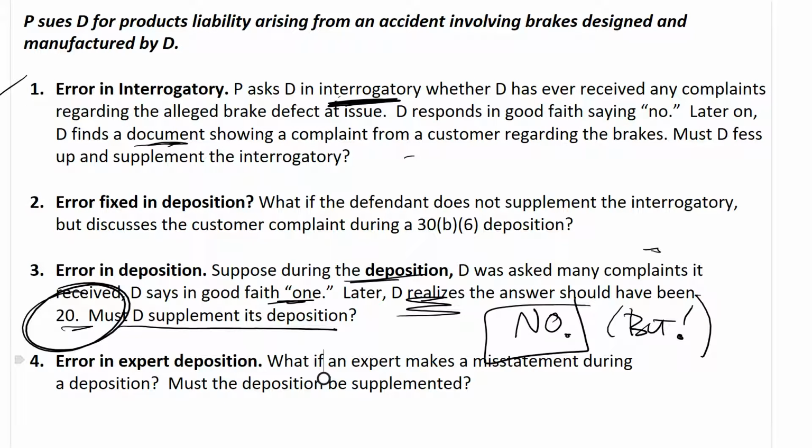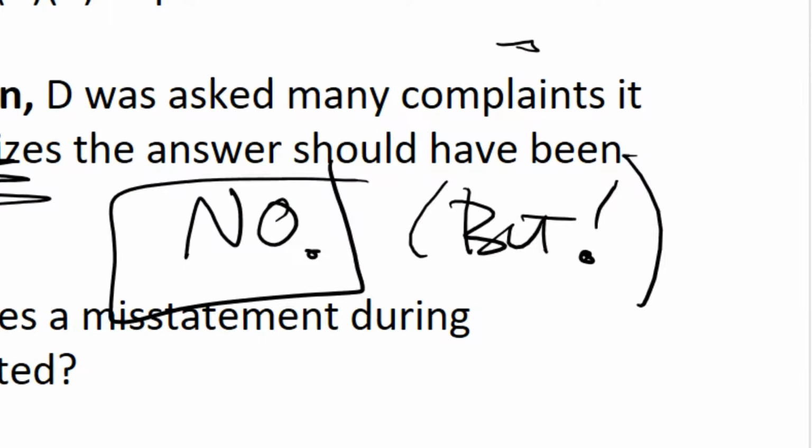Well, so the correct answer is no, but I said no, but, and here's the but. Now imagine your client testifies at a deposition that the answer was 1 complaint, and later on you find out that there's 20. Well, do you have to supplement? The answer is no. Should you supplement anyway? I'm hoping your response is absolutely you should. Think about how this is going to come out.